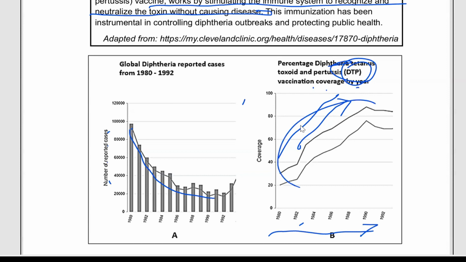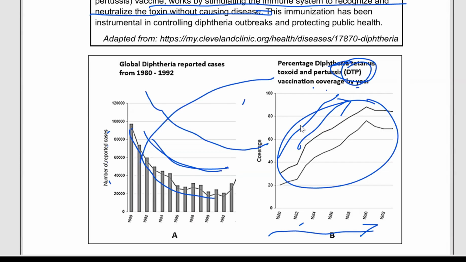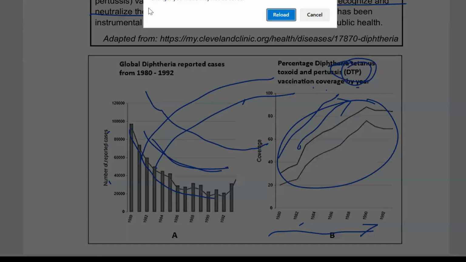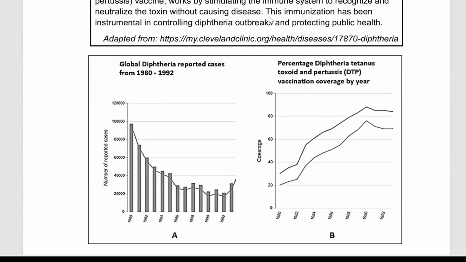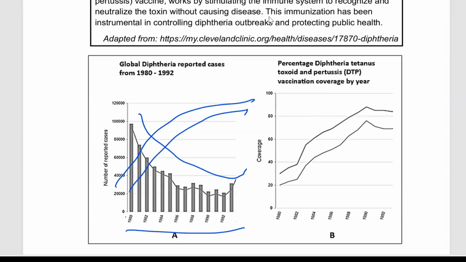This one shows the vaccination, while here it shows the number of individuals. So the number of individuals goes down as you increase vaccination. So it is basically supposed to look like this as one graph: as the vaccination increases across these years, the number of cases being reported do what?